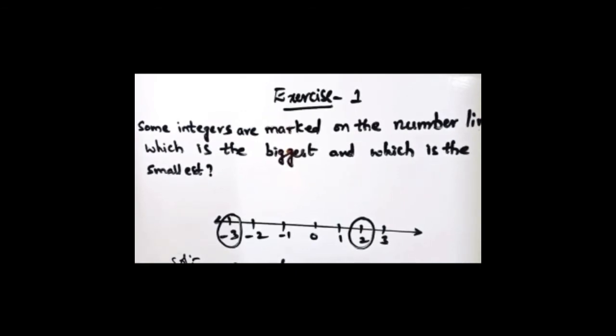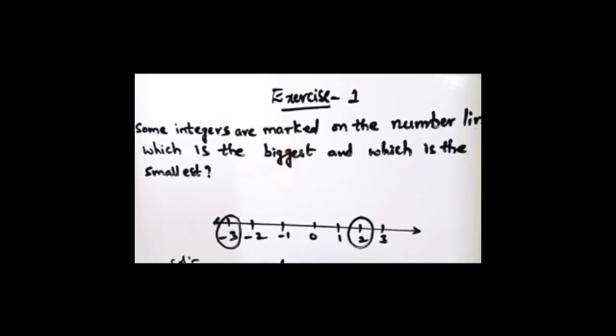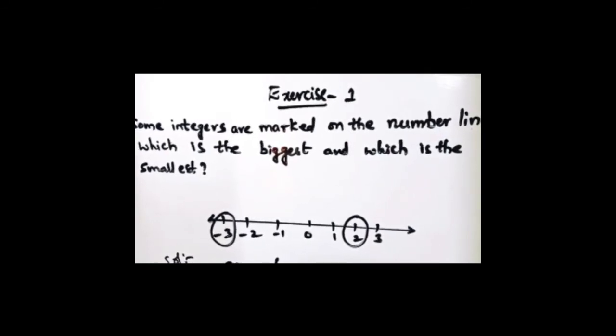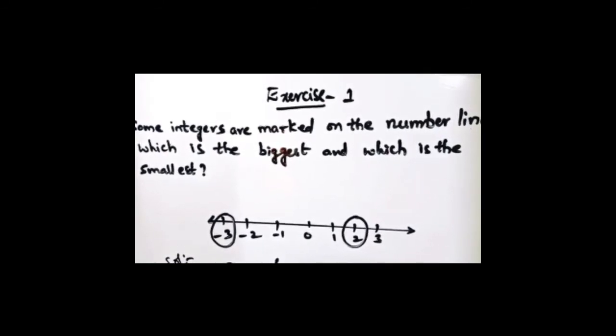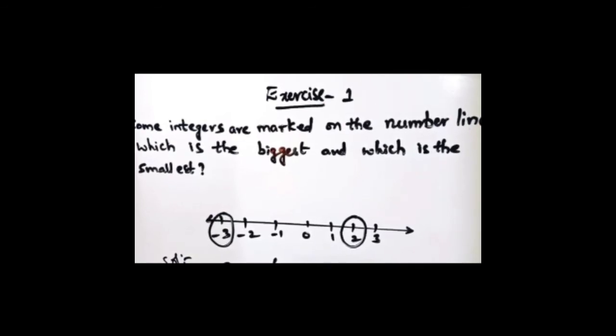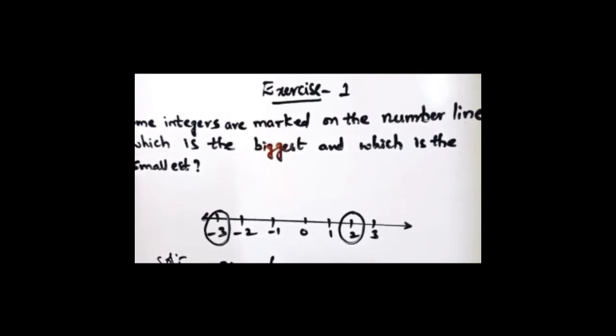Today we will go with exercise 1 problems. The first question: some integers are marked on the number line. Which is the biggest and which is the smallest? So I draw here the given number line, that is -3, -2, -1, 0, 1, 2, 3. Here they marked -3 and +2. So they're asking which one is the biggest and which one is the smallest on this number line.